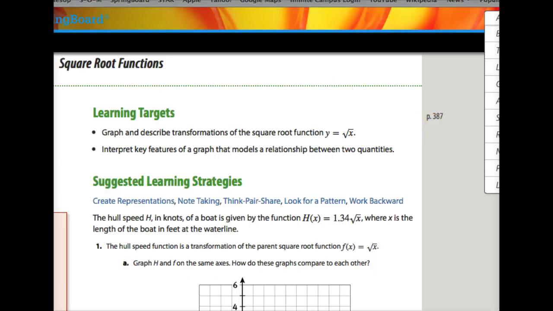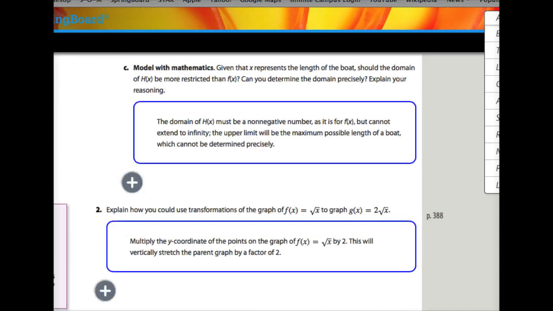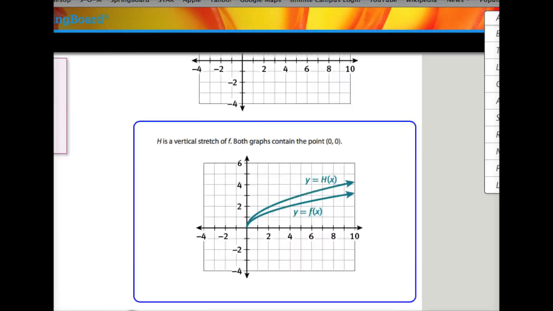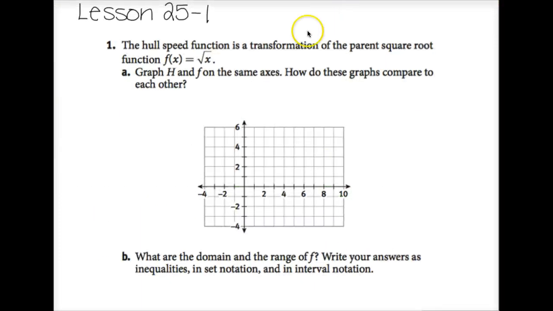First thing that I need you to do, if you have not already, is to get out your book, and it's on page 387, so you need to be following along. I'm pulling it up here, the same types of questions that you have in your book to go through the lesson together. So I need you to be on page 387, please.